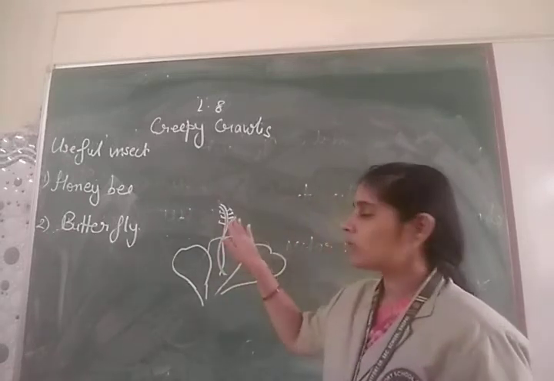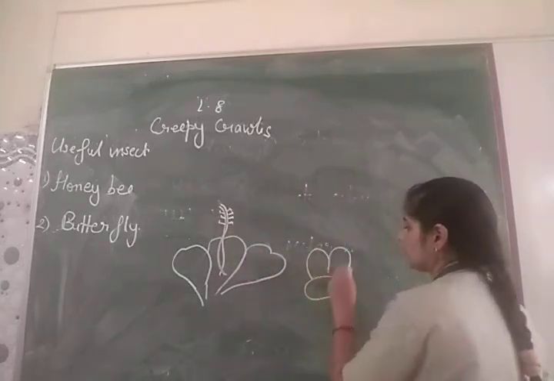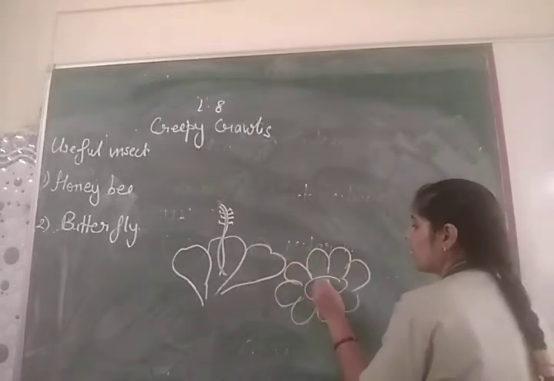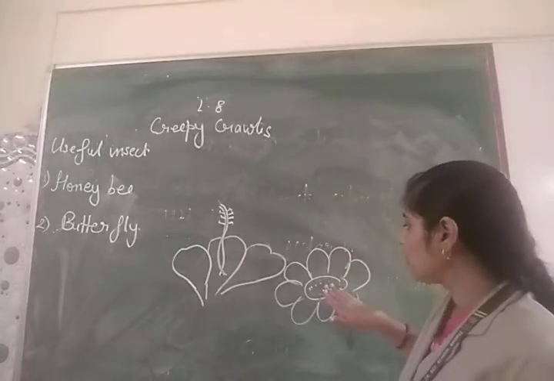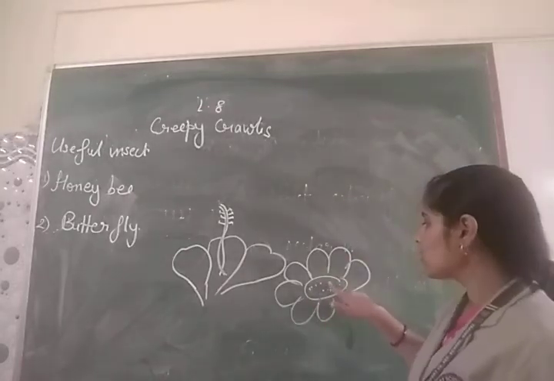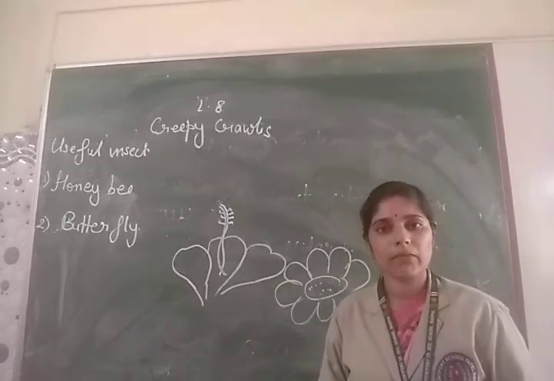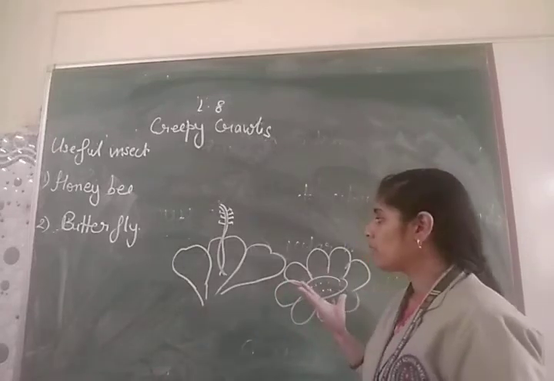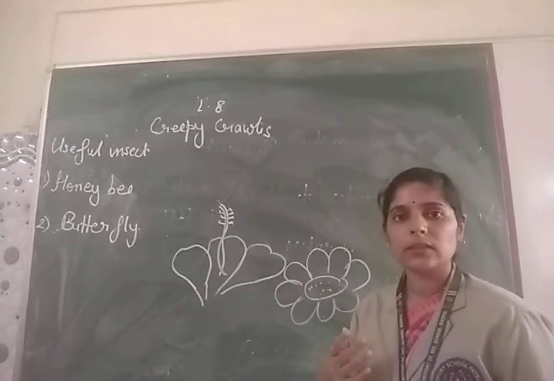These pollen grains, suppose in some flowers it is like this, in some flowers you are seeing the grains like this. These are the colored part of the flower, and here you can see the grains. So when a butterfly or bumblebee comes and sits here, these small grains get attached to the legs of the butterfly or the bumblebee. So where does it get attached? To the hairs. The butterfly has small hairs on its legs, so there they get attached.